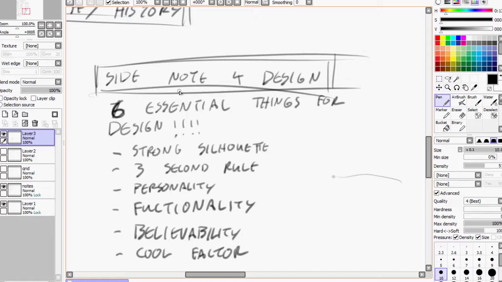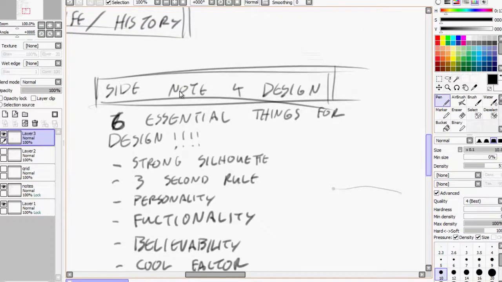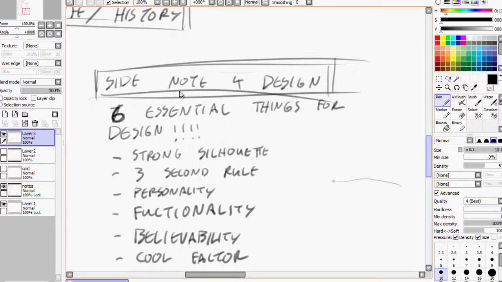Now, believability. Does it work? I guess it's related to functionality. Is it plausible? Does it look like it can work? And then finally, there's the cool factor. Does it look cool? Because you can have all this stuff, and it doesn't look cool. It's got to look cool. It's kind of important. You're trying to design things that people are going to want to look at, want to take in, or going to accept. Be like, hey, this is great.